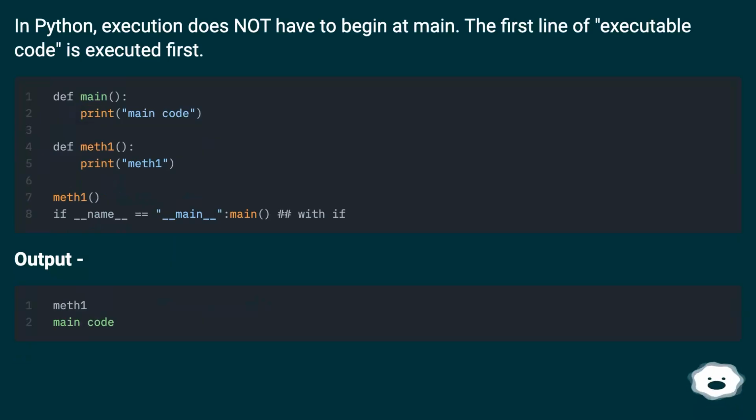In Python, execution does not have to begin at main. The first line of executable code is executed first. Output.